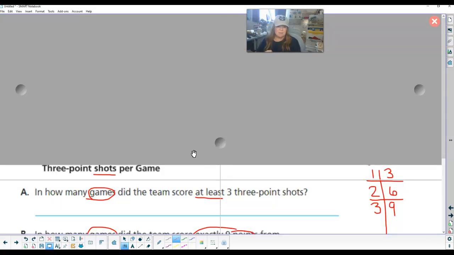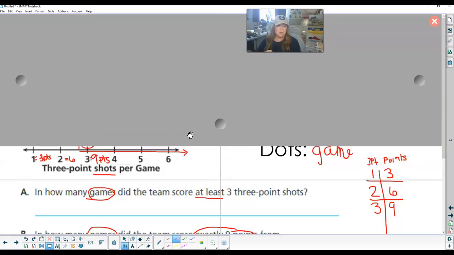So let's take away the basketballs for a second. From your number line, which of the shots is the most? Okay? It doesn't say which one has the most. Just which one is the most? What's the biggest number on this number line, right? The farthest to the right is the most.